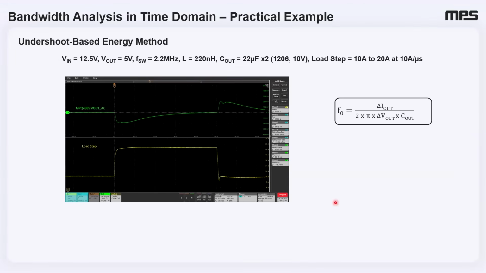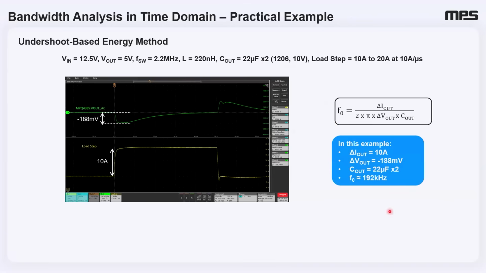Let's apply the undershoot based energy method to a practical example. Again, same test condition. We are looking at a load step of 10 amps to 20 amps, so the delta IOUT measured is 10 amps in this case. And based on the waveform, the undershoot measured is negative 188 millivolts. Using the equation and an initial assumption of COUT of 2 times 22 microfarad, we get an estimated bandwidth of around 192 kilohertz.